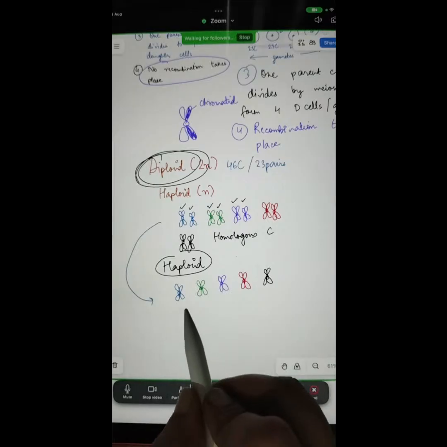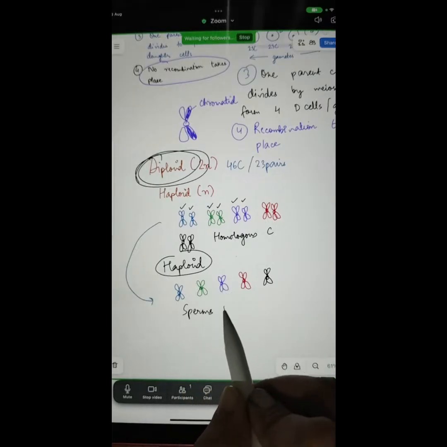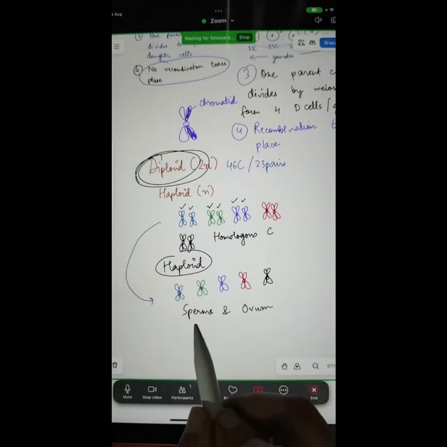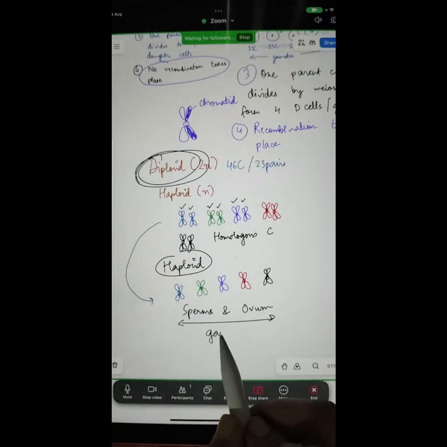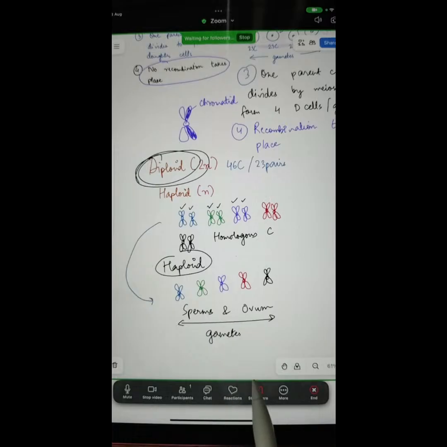Always notice sperms and ovum. Sperms in the human male and ovum in the human female are examples of gametes. Gametes are haploid because they contain half the chromosomes. And the daughter cells which are formed by the process of mitosis are always diploid, always containing the chromosome numbers in pairs. So mitosis occurs in the somatic cells. It helps in growth and repair. Meiosis helps in forming the gametes as sperms and ovum, and they basically participate in sexual reproduction.